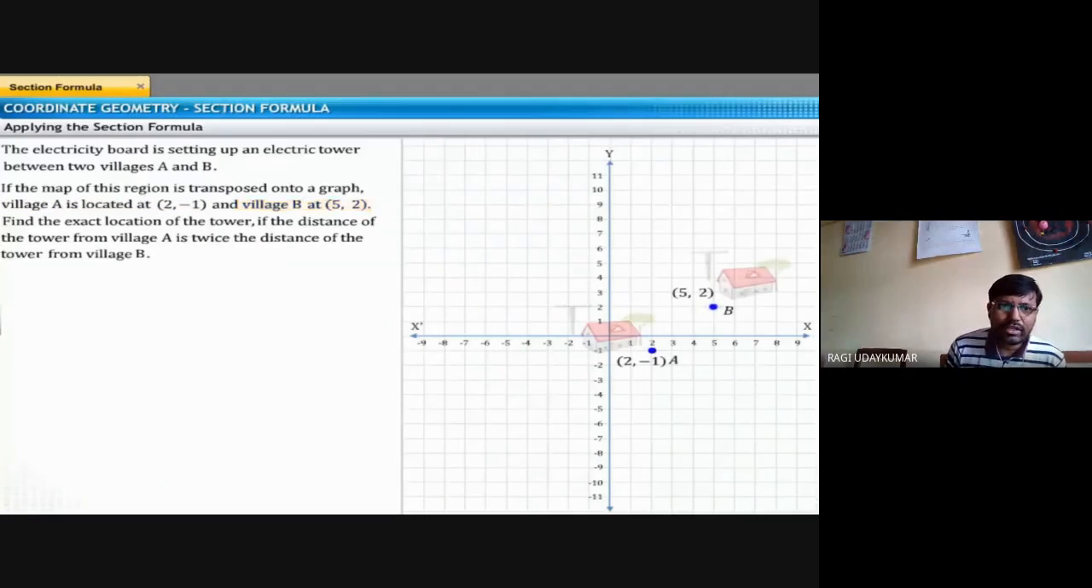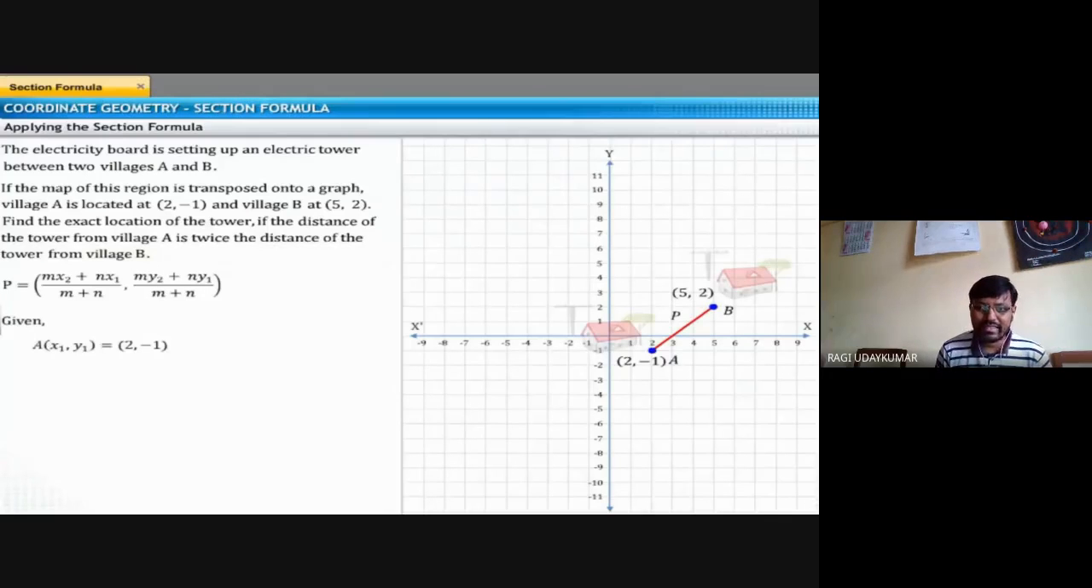So find the exact location of the tower if the distance of the tower from village A is twice the distance of the tower from village B. The tower's distance from village A should be double. What will be the distance from village B? So that is nothing but the distance from A to the tower is 2 parts, then the distance from the tower to B will be 1 part. So the points of village A will be taken as 2 comma minus 1 and B as 5 comma 2.